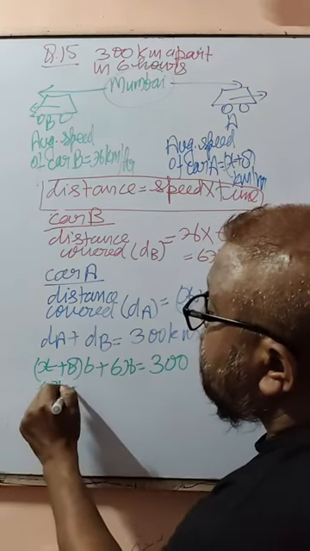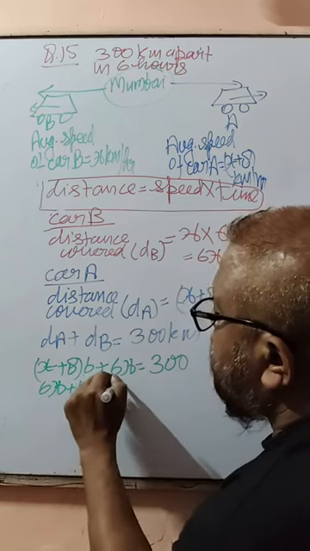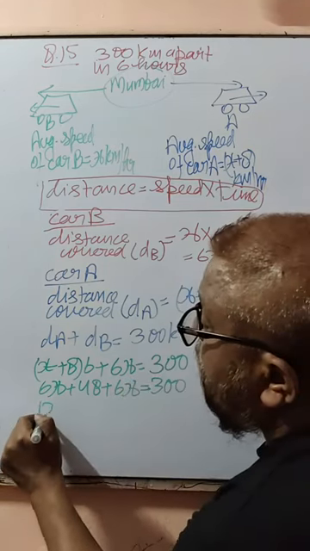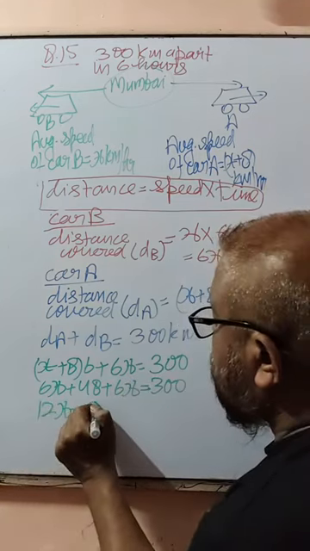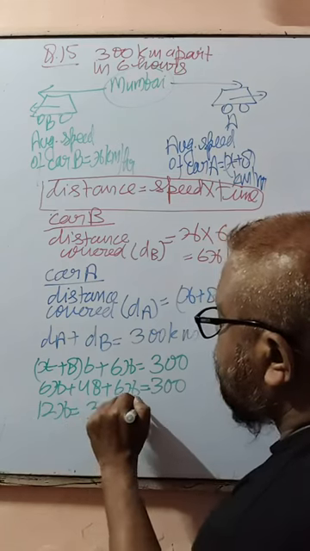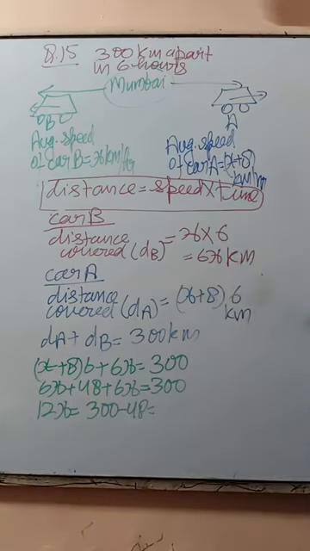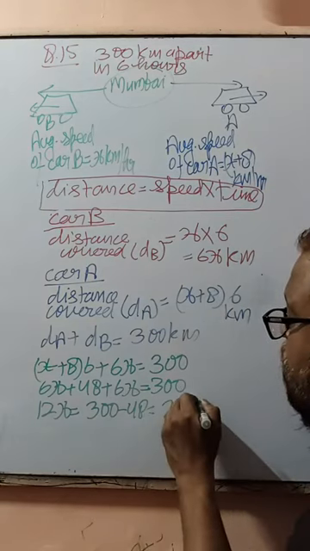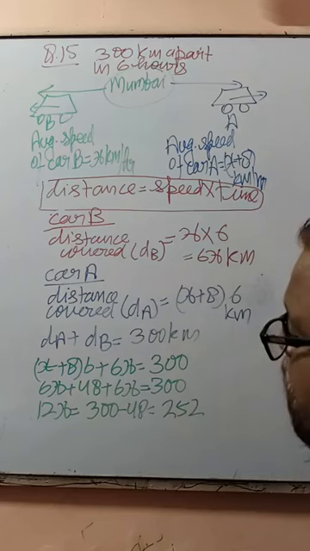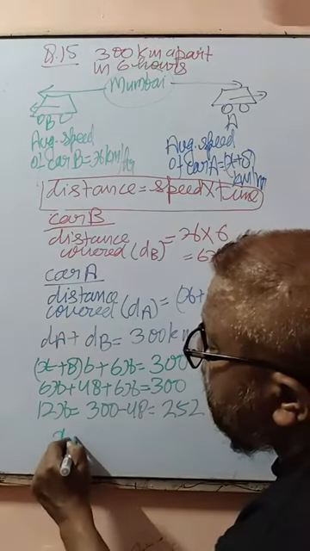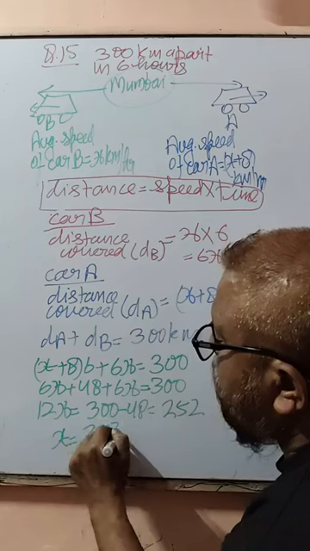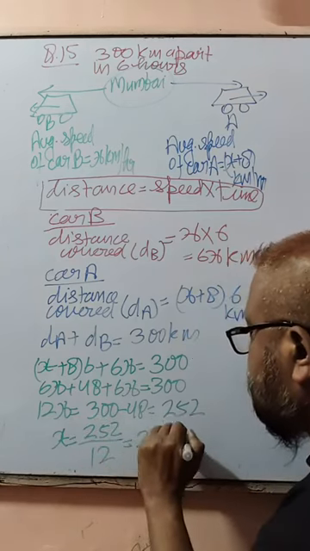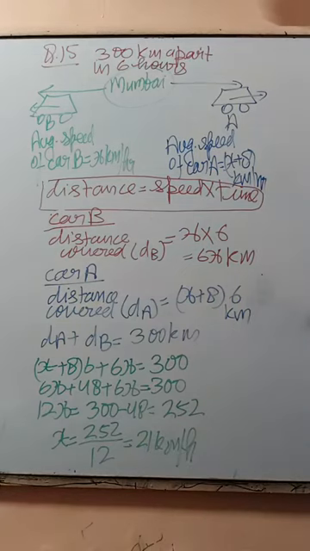6x plus 48 plus 6x is equal to 300, and 12x is equal to 300 minus 48 becomes 252, right? So x is equal to 252 upon 12. It becomes 21 kilometers per hour, right?